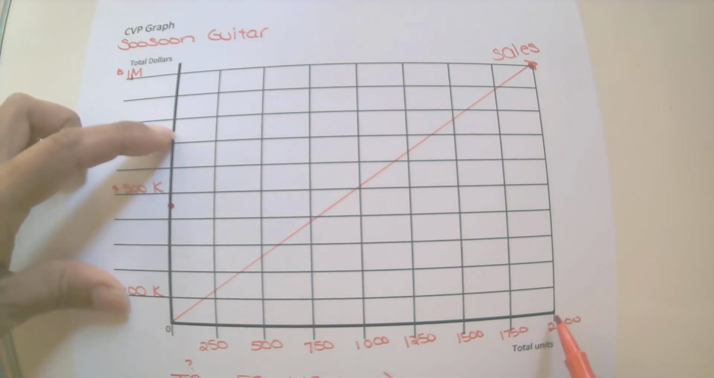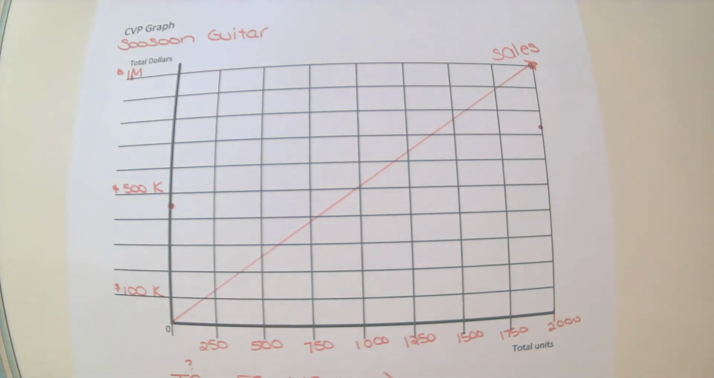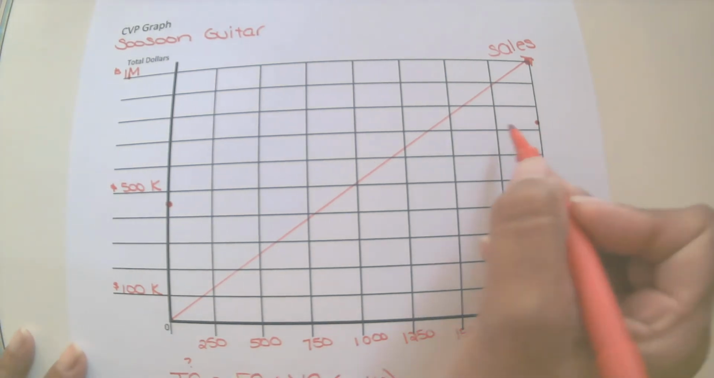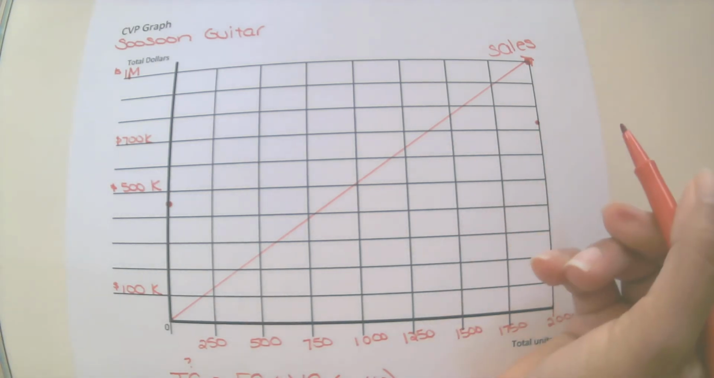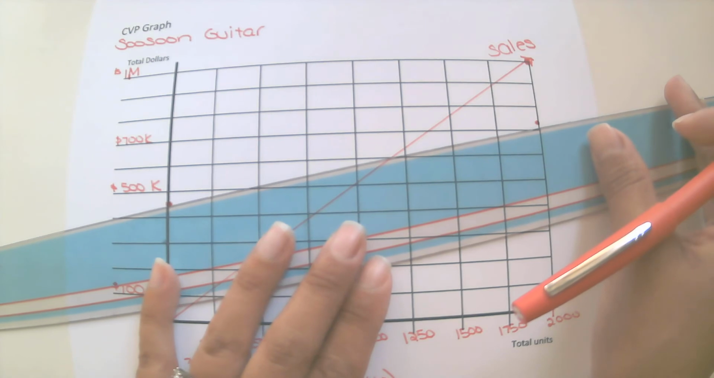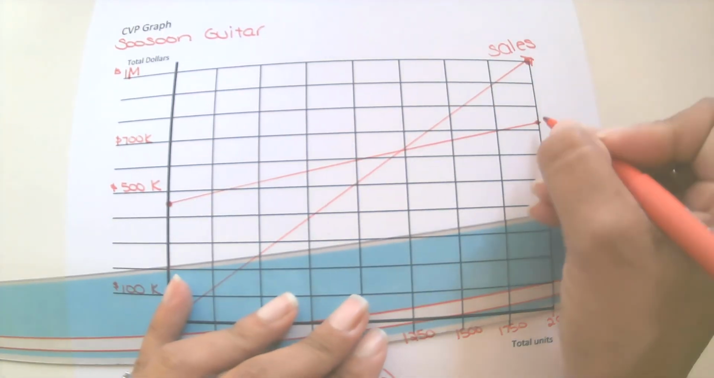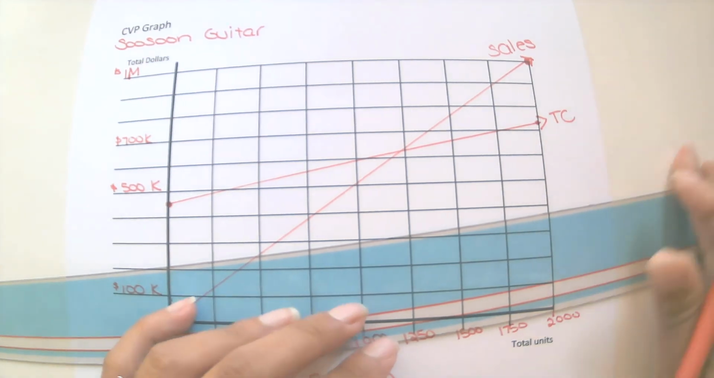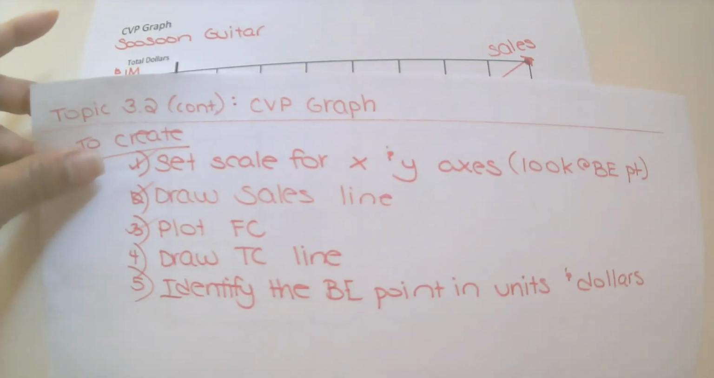So 6, 7, so it's going to be a little bit over this. Maybe like that. Okay, because this would have been 700K, so it's going to be just a little bit higher. Let's connect our 2 points. Total cost is fixed cost plus any variable costs that we have. So this is our total cost line. Yay! All right, so we did step 4.